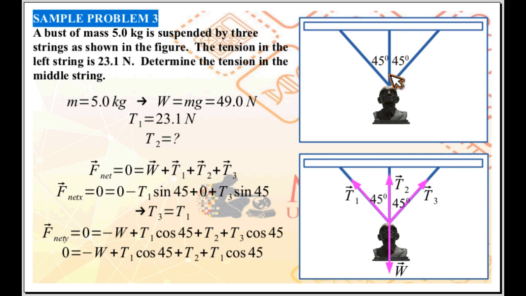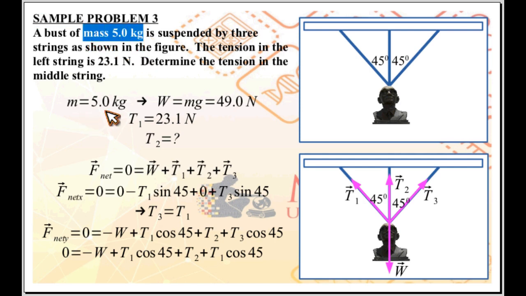So what is the tension in this string? We are provided with the mass of the bust, 5 kilograms. Knowing the mass, we know the weight magnitude of the bust. Weight magnitude is just mg. g again is 9.8 meters per second squared. So 5 times 9.8 will give you 49 newtons. The tension in the left string is 23.1 newtons. Let that be T1.